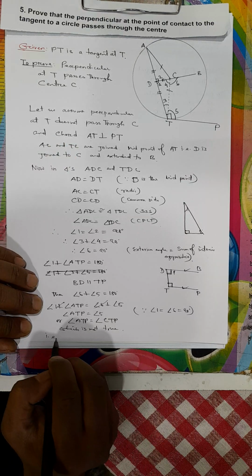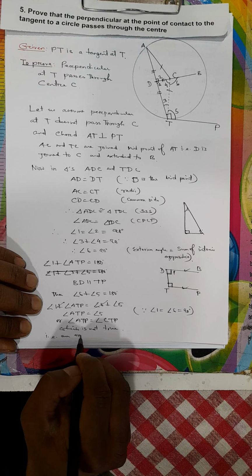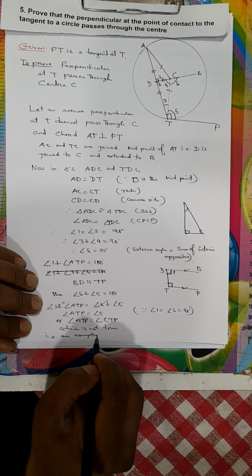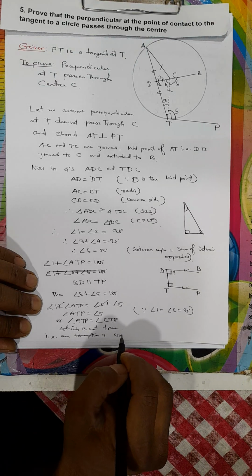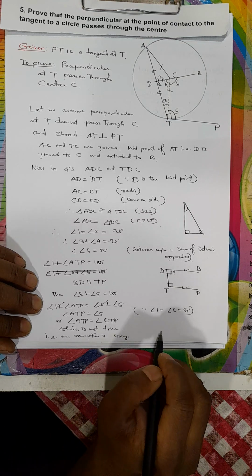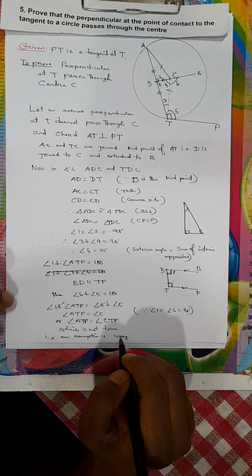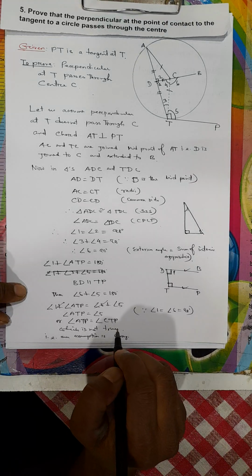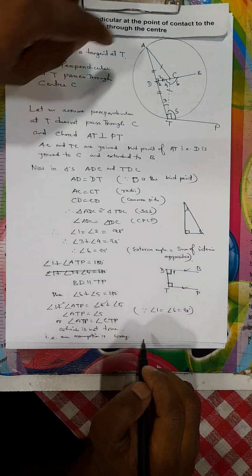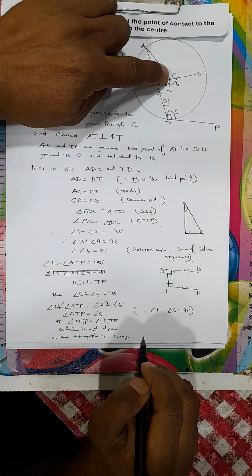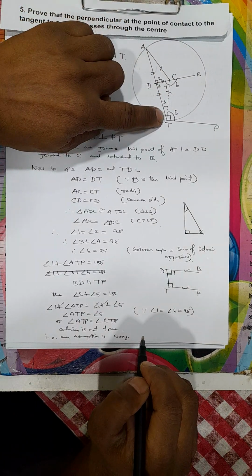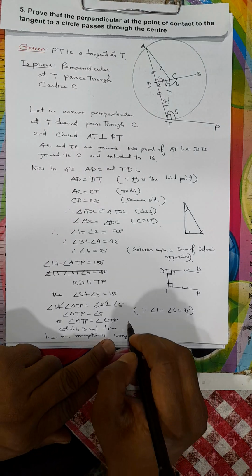That is, our assumption is wrong. What was our assumption? Chord AT is perpendicular to PT. Now, when can we say ATP equal to CTP? It is possible only when the line AT and the line CT coincide with each other, right?